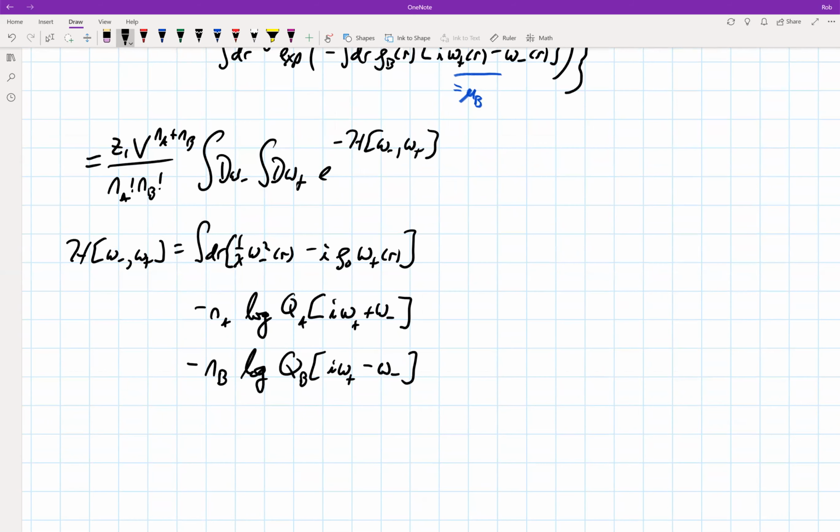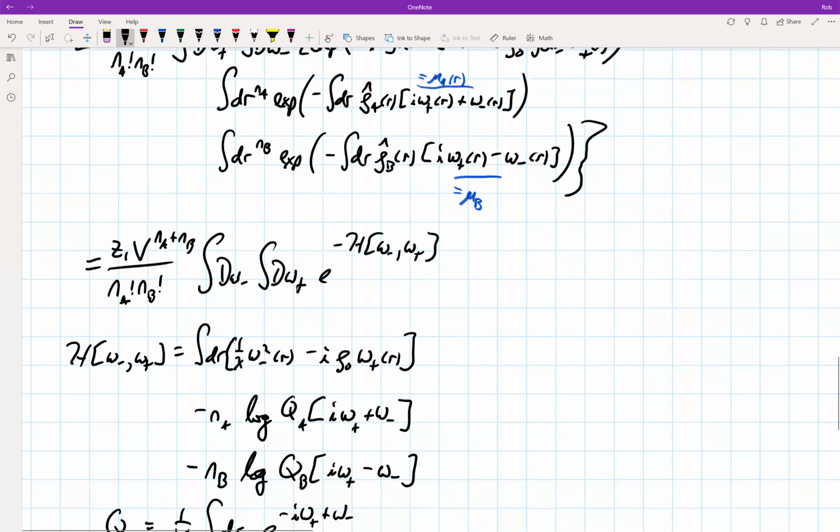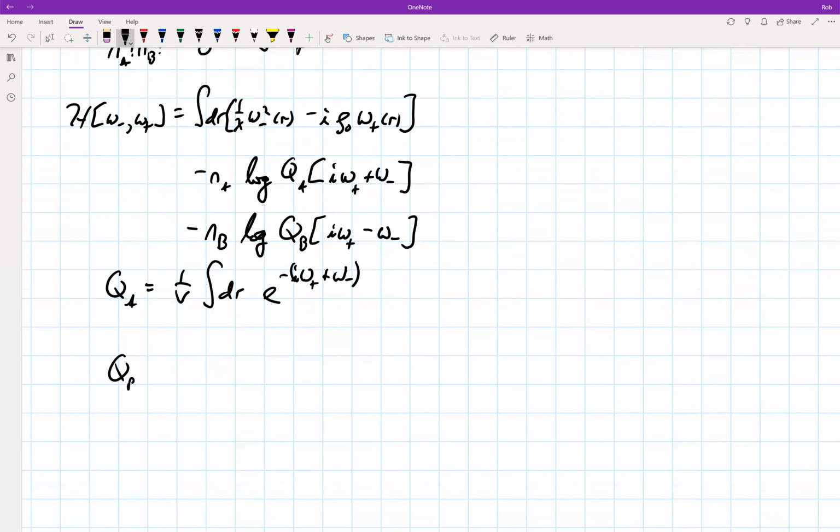Right, and then, of course, we have our qA, which is 1 over V integral dr exponential minus i w plus, w minus. That should be parenthetic. And qB is 1 over V integral dr e to the minus i w plus minus w minus.